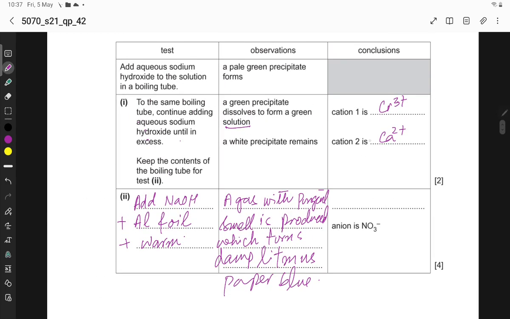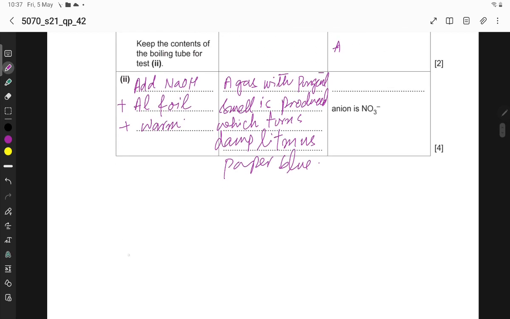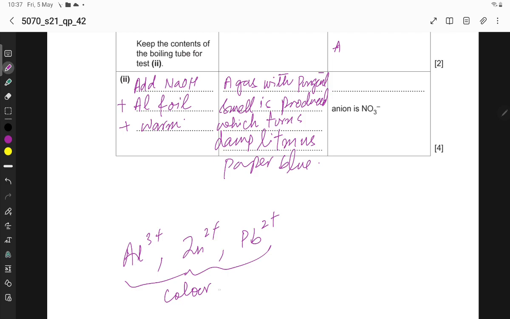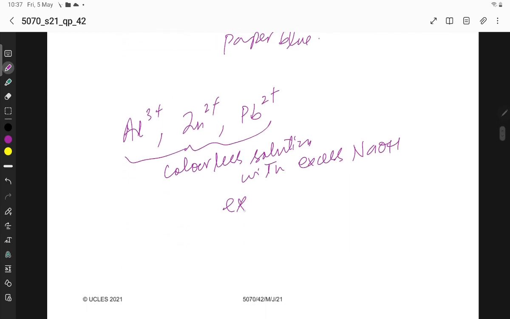We have 3 cations, white precipitate, so aluminium 3 positive, zinc 2 positive, and lead 2 positive. They all form colorless solution with excess of sodium hydroxide, except calcium.